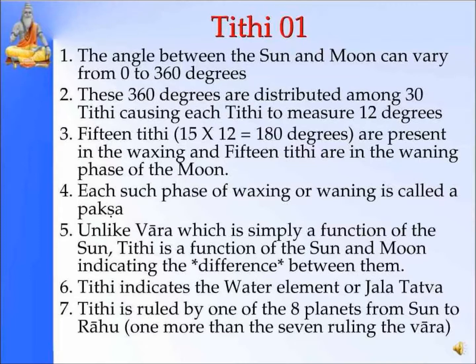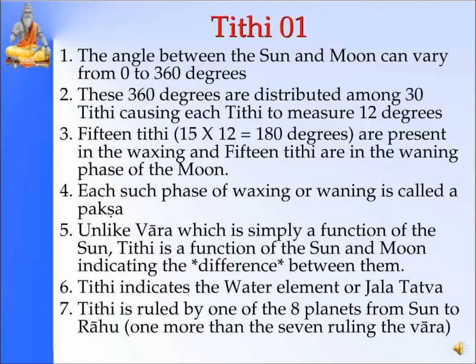In the water, 4th house and 7th house. 4th house is home, 7th house is relationships. So let's see. What we need to do as the first step is, these Tithis are ruled by the planets. There are totally 9 planets, the Navagrahas. The days were ruled only by 7, from the sun to Saturn in the days of the week. The Tithis are ruled by 8, so you add Rahu to that.